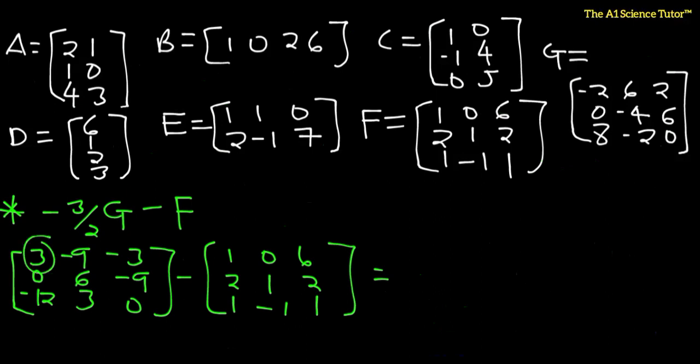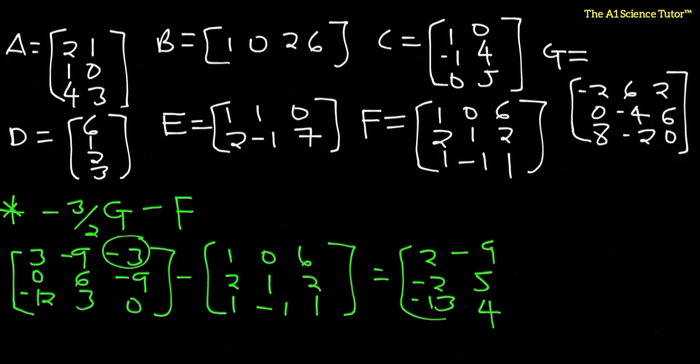Now we have 3 minus 1, which gives us 2. Then this is going to be 0 minus 2. That should be -2. Then we have -12 minus 1. So that should give us -13. Then we have -9 minus 0. So that should give us -9. And here we have 6 minus 1, which gives us 5. And we have 3 minus 1. So you know that should give us 3 plus 1, which should be 4.